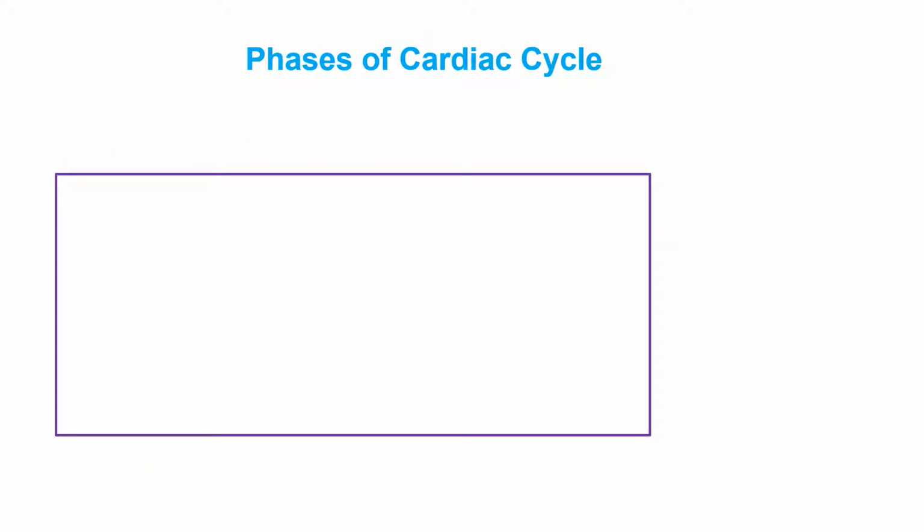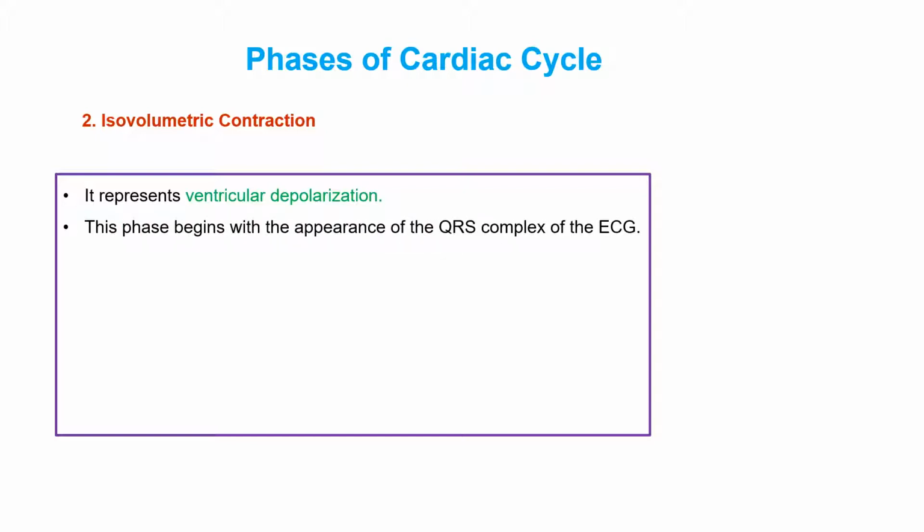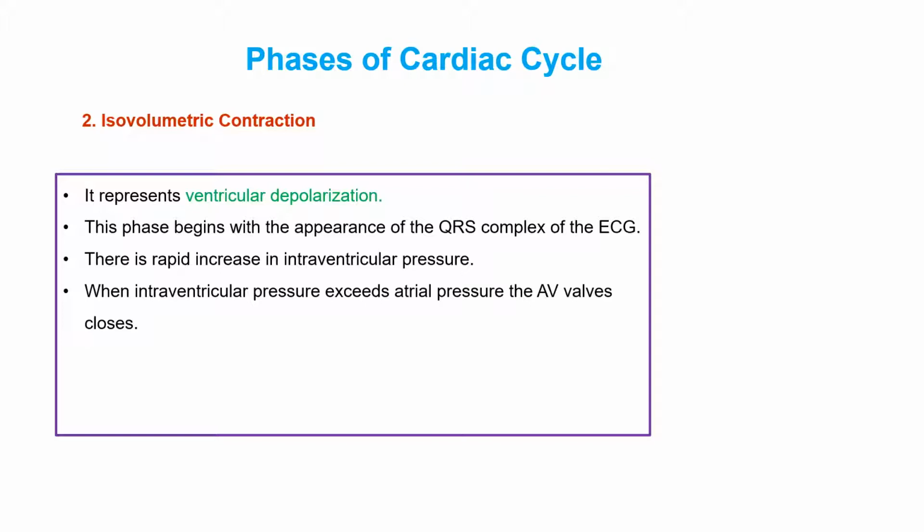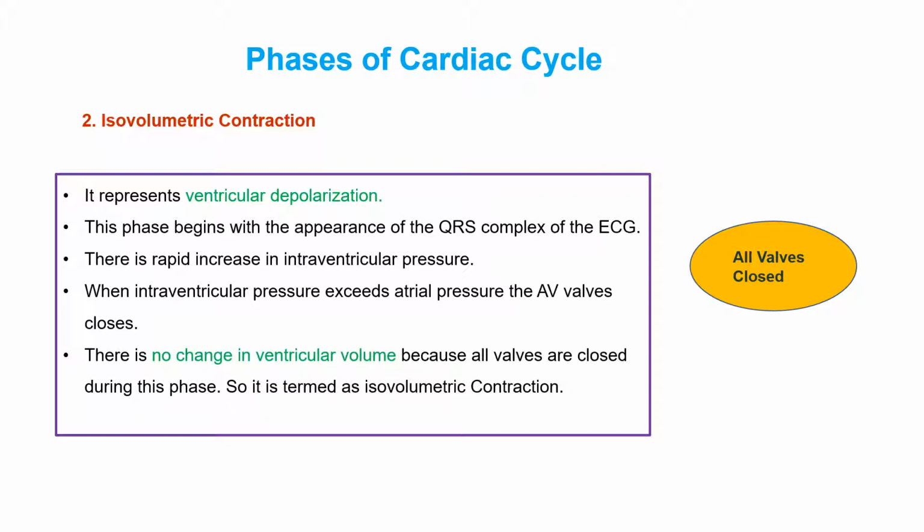The second phase of cardiac cycle is isovolumetric contraction. This phase represents ventricular depolarization. It begins with the appearance of QRS complex in ECG. There is a rapid increase in intraventricular pressure. When the intraventricular pressure exceeds the atrial pressure, the atrioventricular valve closes. Ventricular contraction also causes the contraction of papillary muscles and chordae tendineae of the valves. There is no change in the ventricular volume because there is no ejection of blood due to the closed valves. So it is termed as isovolumetric contraction.